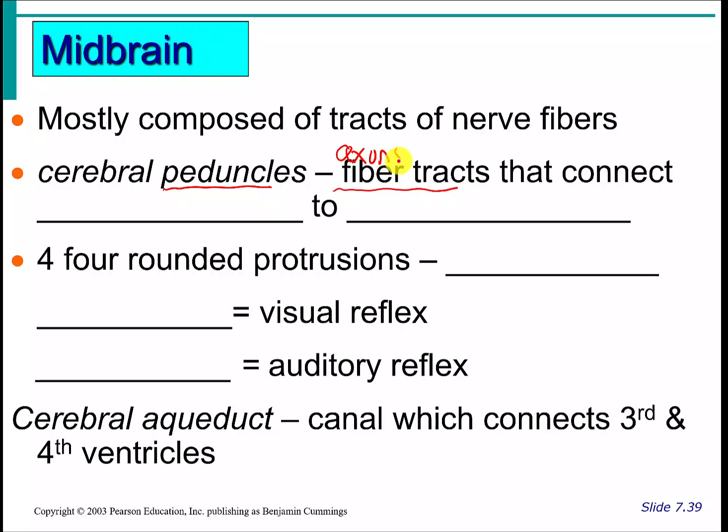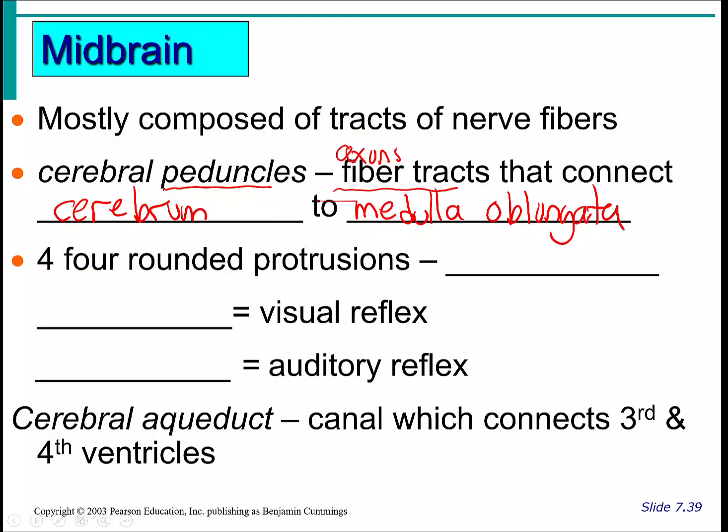People often use fibers to refer to axons. And they connect the cerebrum to the medulla oblongata. Okay, so these are kind of like telephone lines. Hence the term cerebrum. That's a clue that these tracts connect the cerebrum to something.